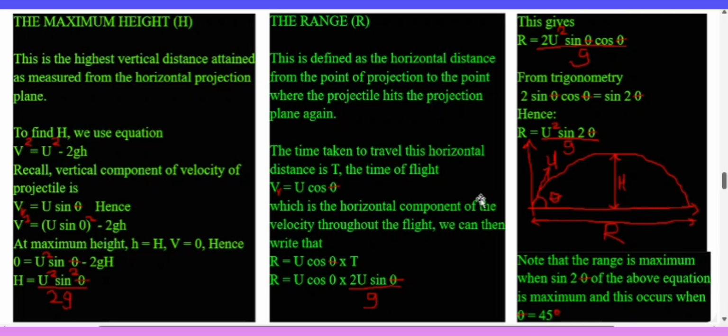Okay, good. To find H, we use one of our equations of motion that we already know, which is v squared is equal to u squared plus 2as. But don't forget, we have said that for a projectile, when the projectile is moving upward, we should use a is equal to minus g. And we have said that instead of s, we should use small letter h.